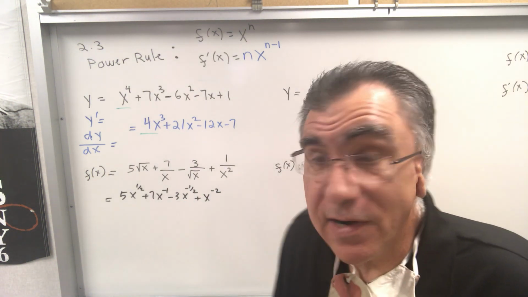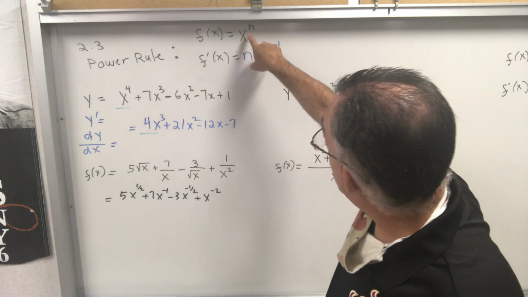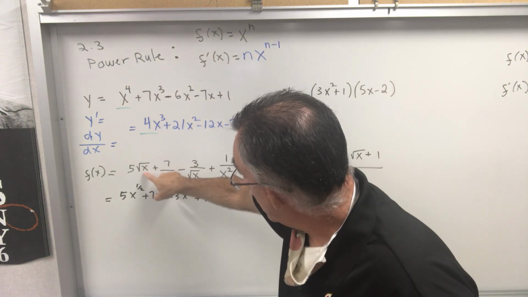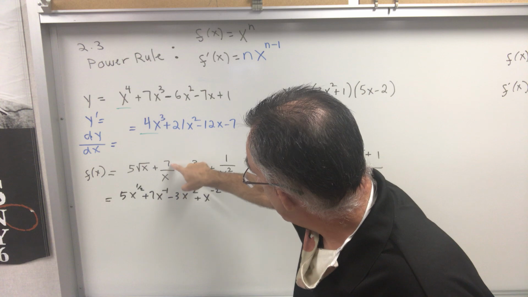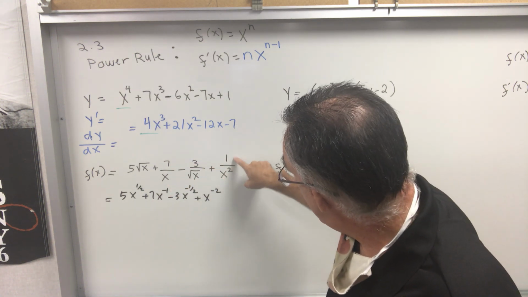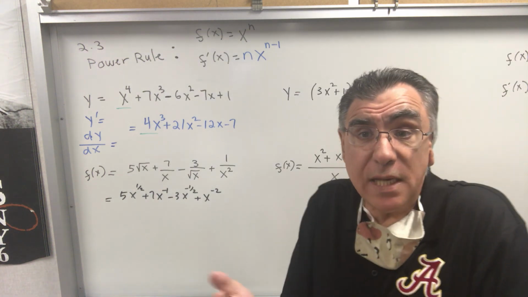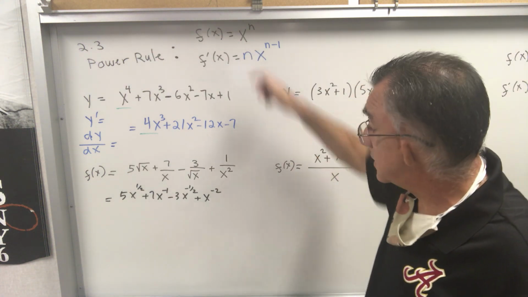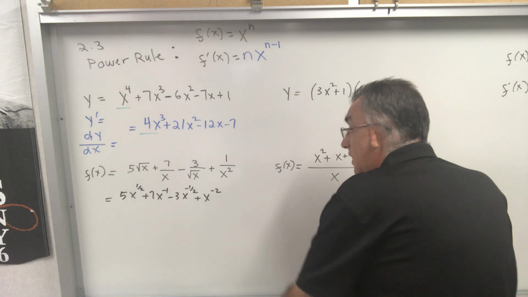Now, notice what I did there. I want to make it look like x raised to a power, right? So I changed the square root to a 1/2. I bring that upstairs, making it negative 1. Bring that upstairs, make it a negative 1/2. Bring that up to negative 2. So what I did there, of course, is I changed it so it's all x to the n. And then what would you do if you want to take the derivative?